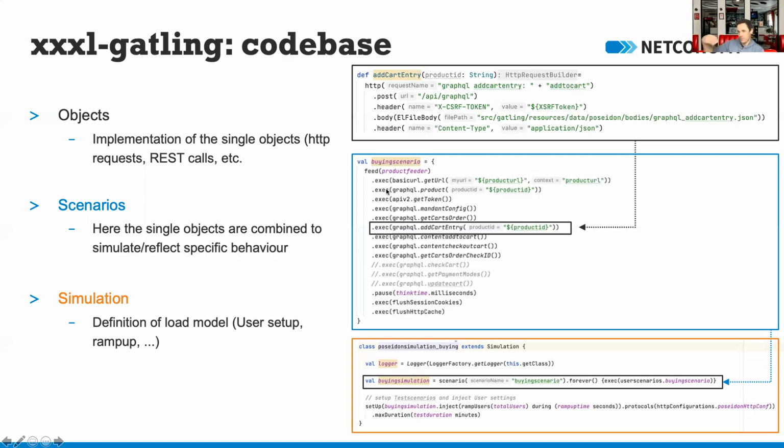And then what you can do is define those scenarios and put them together in a simulation. In that scenario at the bottom, I only have that buying scenario, but you can also list a lot of scenarios which you want to use in the simulation. So define the scenario, and at the very bottom, what can you see? Inject users during a specific amount of time, use a special HTTP configuration, say how long the test should take. So that's in general how this stack looks like.